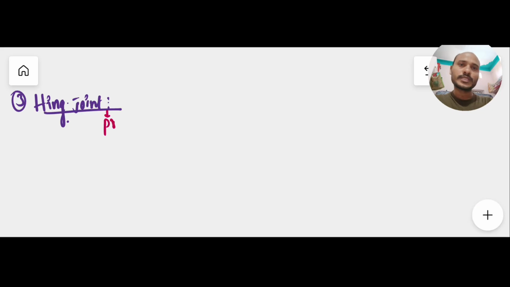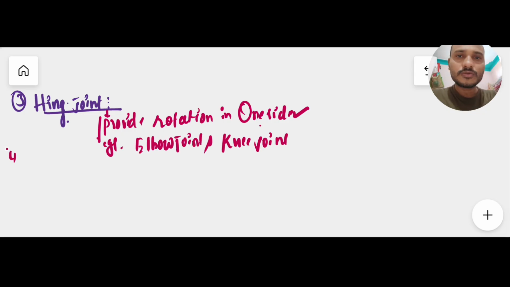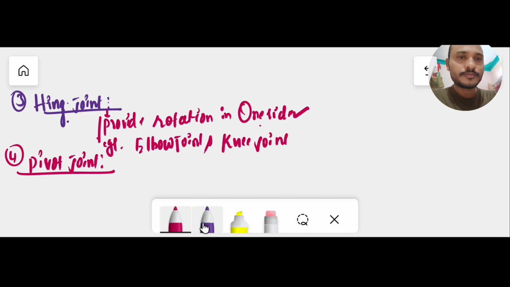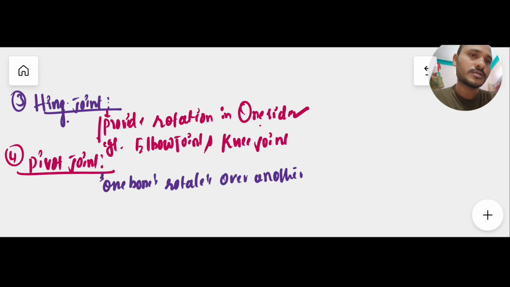This hinge joint provides rotation on one side. Examples for hinge joint are the elbow joint and knee joint. Coming to the fourth one, that is the pivot joint. Here pivot means one bone rotates over another bone.